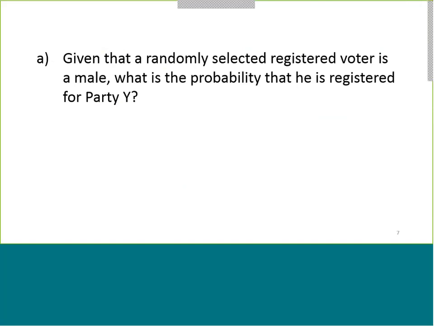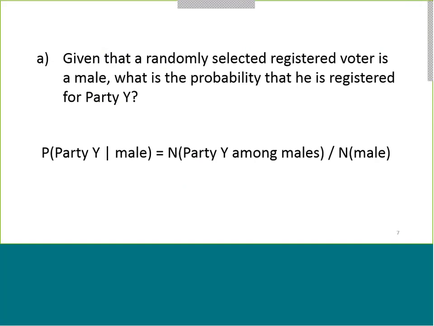Now note, remember what we just calculated was the probability of being registered in party Y among everybody. So this is a conditional probability, and the key for probabilities is that it's a proportion, and the key is of what, of whom, of what set. So what's the denominator as much as anything else? Previously our denominator was everybody. Now the denominator is going to be just the number of males.